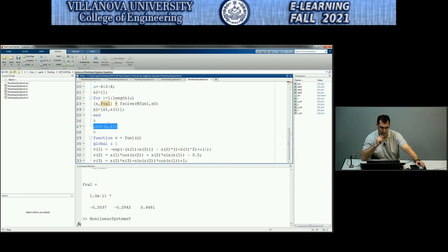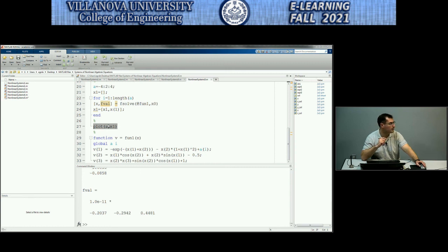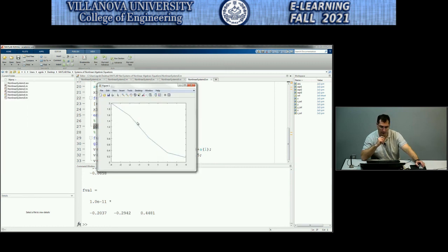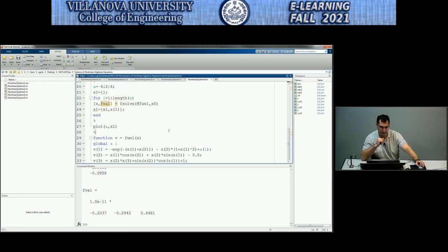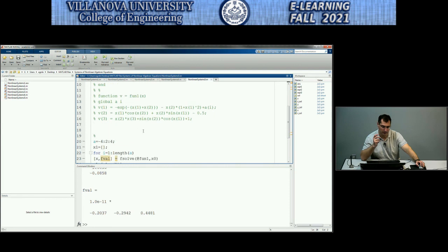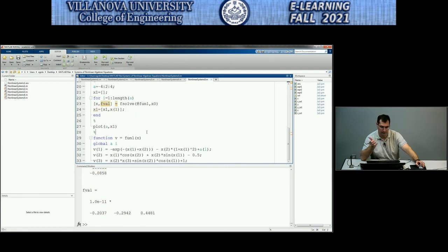So if you run it, you will see how that solution migrates with the change of a. On the horizontal axis I have a, on the vertical axis I have the root. And this is the plot. Okay? So it's an augmentation to the previous problem where in addition, you also plot the migration of the solution with respect to the parameter a. And that completes this module.